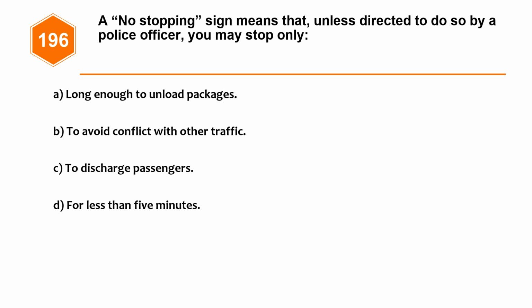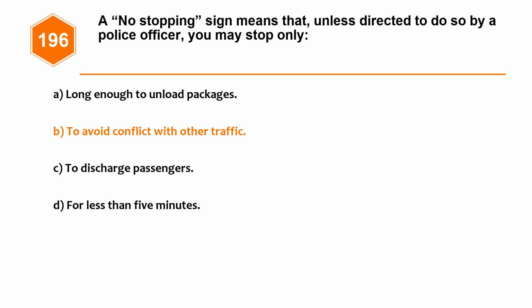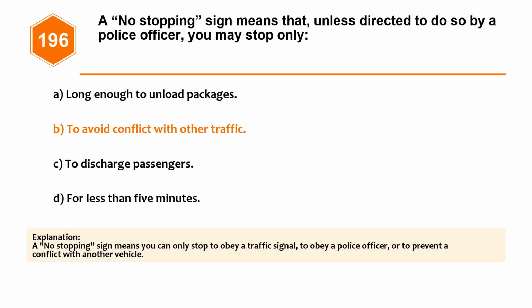Question 196. A no stopping sign means that, unless directed to do so by a police officer, you may stop only. Option A, long enough to unload packages. Option B, to avoid conflict with other traffic. Option C, to discharge passengers. Option D, for less than 5 minutes. The correct answer is option B, to avoid conflict with other traffic. Explanation. A no stopping sign means you can only stop to obey a traffic signal, to obey a police officer, or to prevent a conflict with another vehicle.